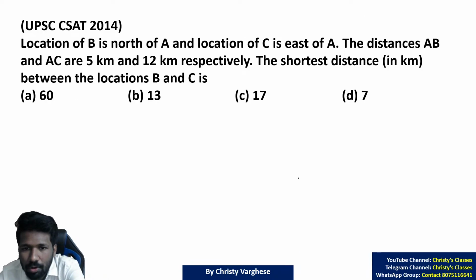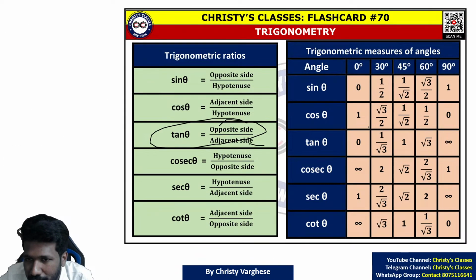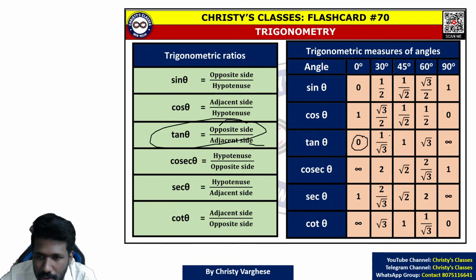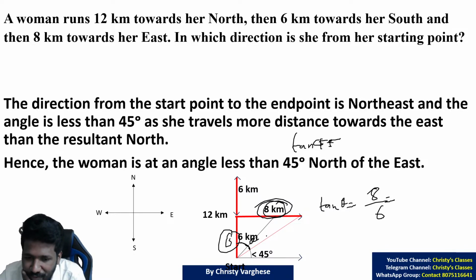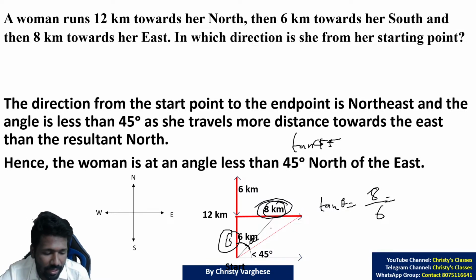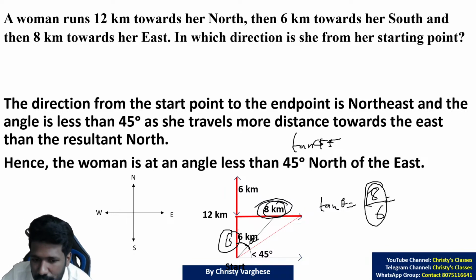Again, you have to know about trigonometric ratios. Look at these ratios. Tan 0 is 0. Tan 30 is 1 by root 3. Tan 45 is 1. Tan 60 is root 3. Sorry, it is increasing. That way we can say that if it is 45, it will be 1. So if it is more than 45, then it will be more than 1. So this theta should be more than 45. That means the remaining should be less than 45.